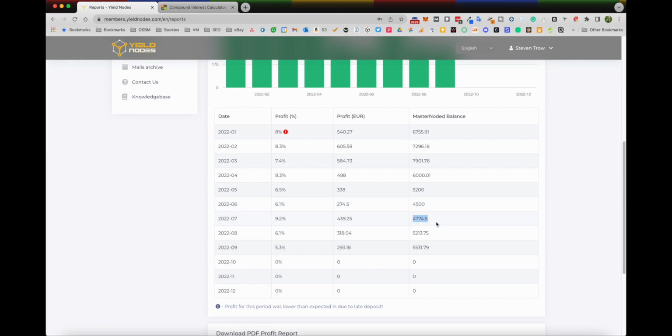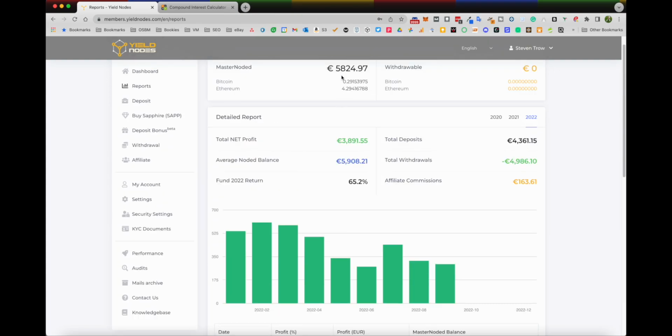So rolling on to the next month, that means a start balance of 4,774 euros and 50 cents. I made a profit of 439. Add that on top means I started August with 5,213. I made 318 on top of that, which means I started September with 5,531, and I made 293, which if you add those two together should come to, there we are, 5,824.